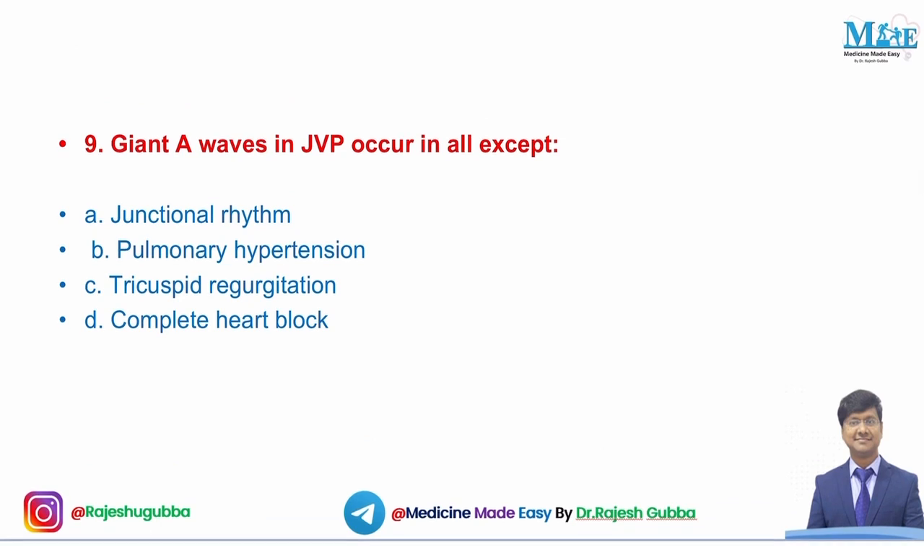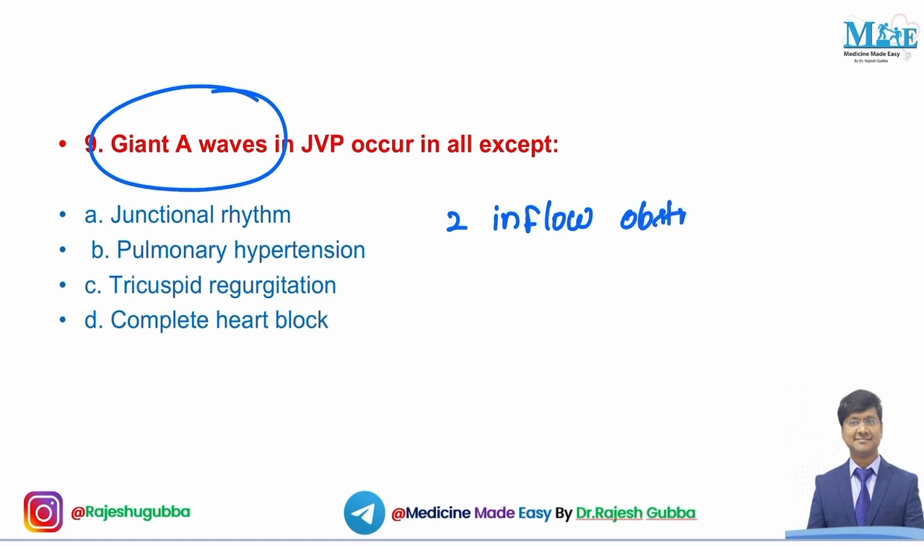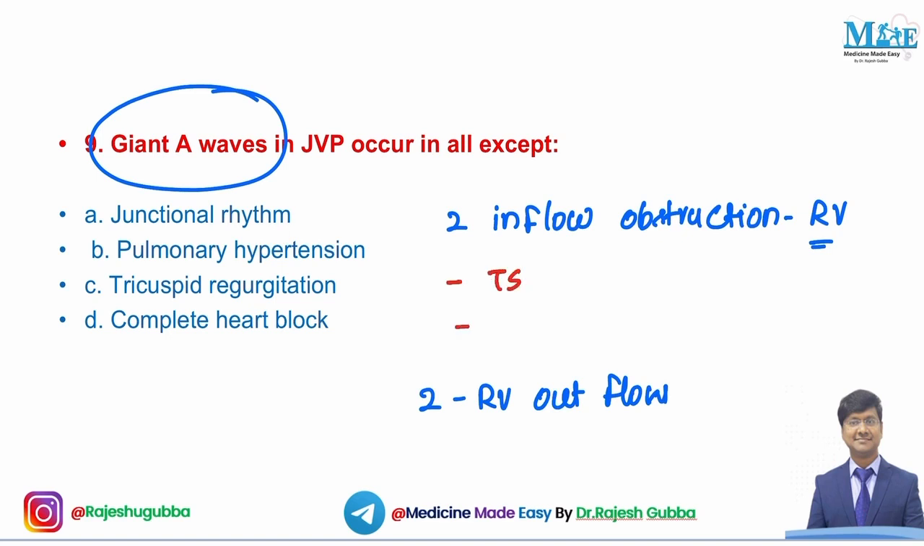Giant A wave in JVP occurs in all of the following conditions except. The options are junctional rhythm, pulmonary hypertension, tricuspid regurgitation, complete heart block. Okay, so you take the giant A wave. You get this in 4 conditions. Two conditions where you have the inflow obstruction of the right ventricle, right? That is right ventricular inflow obstruction. And you have 2 right ventricular outflow obstructions, right? What are those? So if you take the right ventricular inflow obstruction, that will be tricuspid stenosis and as well as the right atrial myxoma.